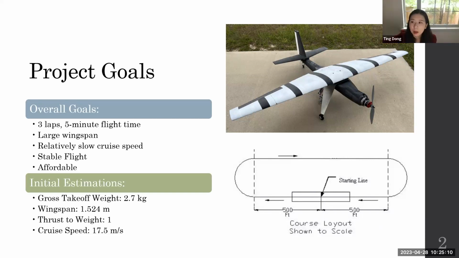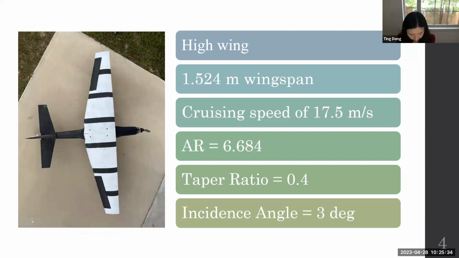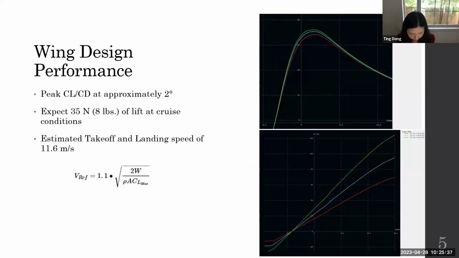I asked this question because, maybe different people have different opinions, but I do think wing loading is a very important parameter in the initial estimation because it's a guidance for wing design. Otherwise, how do you know how you want to design your wing? And also on page 5, it said they expect 35 Newton, 8 pounds of lift at a cruise condition. If you don't have wing loading at a different situation in the initial estimation, how do I know this 8 pounds is enough or not?